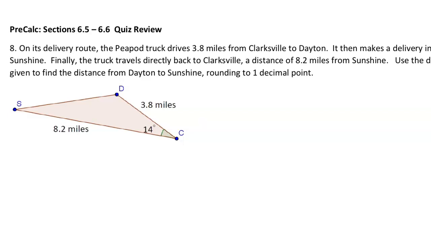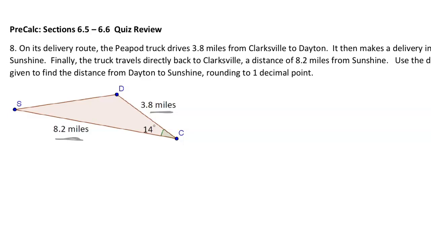Okay, so next one, we now have a nice little word problem. A lot of times with word problems, you only have to solve for one thing. So on this delivery route, the Peapod truck drives 3.8 miles from Clarksville to Dayton. It then makes a delivery in Sunshine. Finally, the truck travels directly back to Clarksville from Sunshine, and that's 8.2. Use the diagram given to find the distance from Dayton to Sunshine.